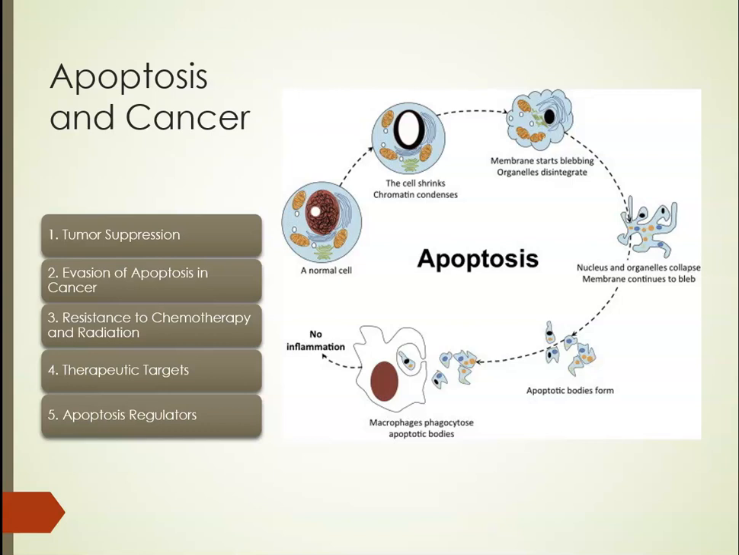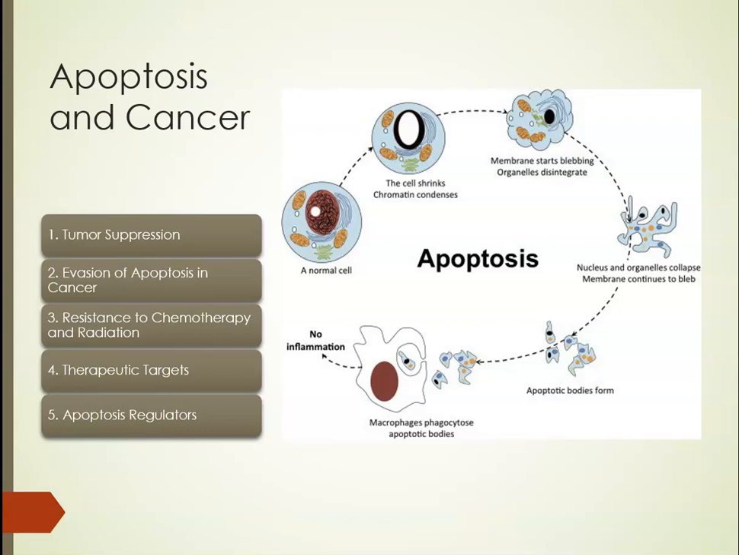Number 3, resistance to chemotherapy and radiation. Many cancer treatments, such as chemotherapy and radiation therapy, work by inducing apoptosis in rapidly dividing cells, including cancer cells. However, some cancer cells can develop resistance to these treatments by acquiring mutations that prevent apoptosis from being triggered. This resistance can make cancer treatment less effective and allow the tumor to continue to grow.